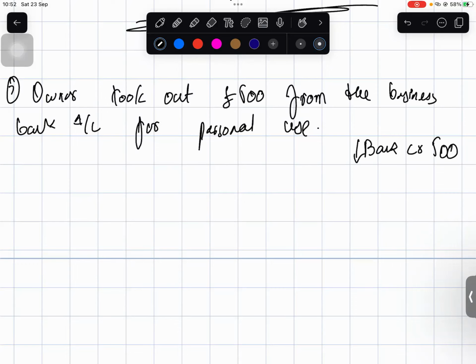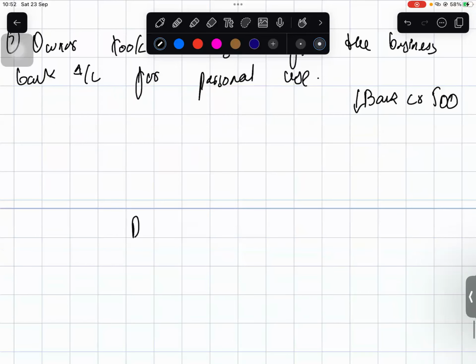Which account will we debit? Drawings, right? Because drawings are increasing. Whenever they increase, we read in that chart that we always write that on the debit side. Drawings account will be debited by 500. Bank account will be credited by 500. So yes, this is absolutely right.